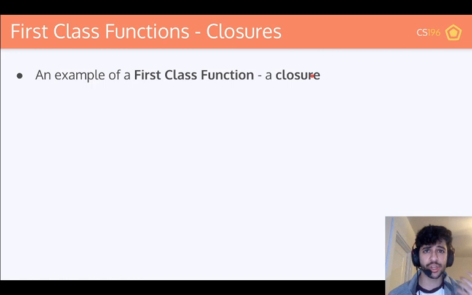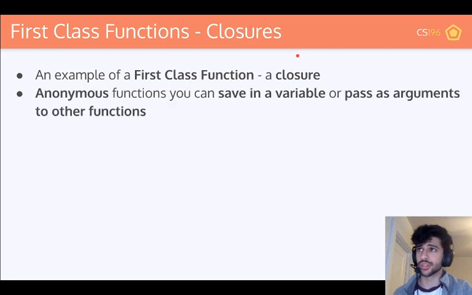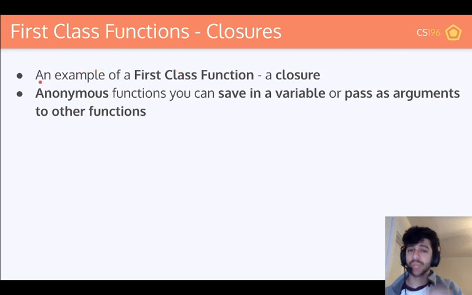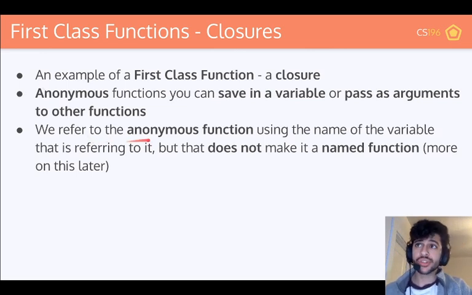So first things first, an example of a first-class function. Here's another fancy word coming at you: a closure. A closure is an example of a first-class function. What is a closure? Closures are what are called anonymous functions that you can save in a variable or pass as arguments to other functions. This phrase anonymous function means that these closures do not have a name. We refer to the anonymous function by using the name that is referring to it, but that does not make it a named function.